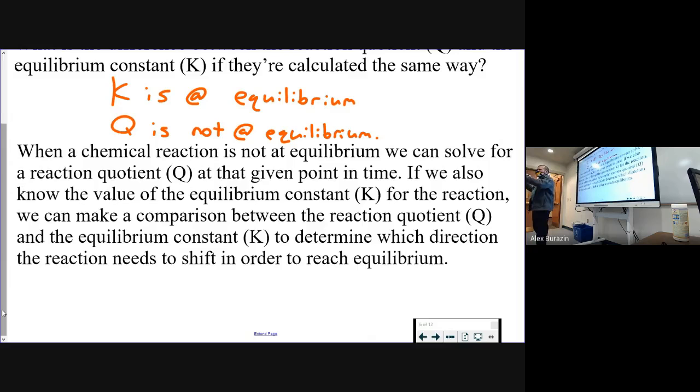If Q has too many products, we're going to have to shift towards the reactants to reach equilibrium. If Q has too many reactants, we're going to have to shift right towards the products to reach equilibrium. So it's a comparison. We compare the two numbers, and then we figure out, based off of where we are, Q, and where it's supposed to end up, K, which way is it going to go?